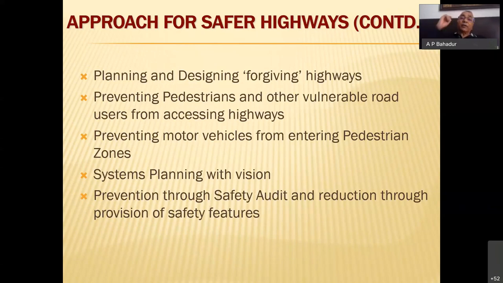Preventing motor vehicles from entering pedestrian zones. In most of the European cities, the main center of the city has now been converted into a pedestrian zone, where only emergency vehicles or public transport are allowed. No private motor vehicles are allowed in those areas. Now in Delhi, or in India also, we have some in a very limited manner, but in developed countries, that's very common. Systems planning with vision.